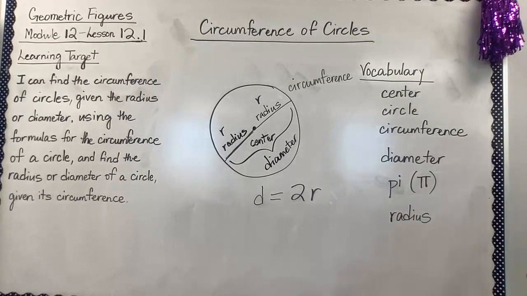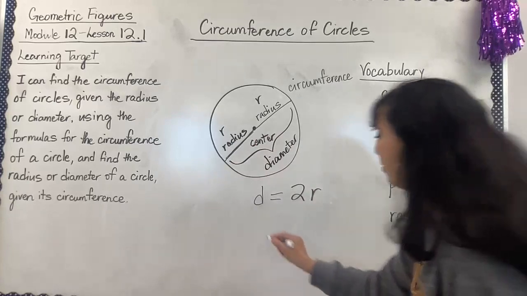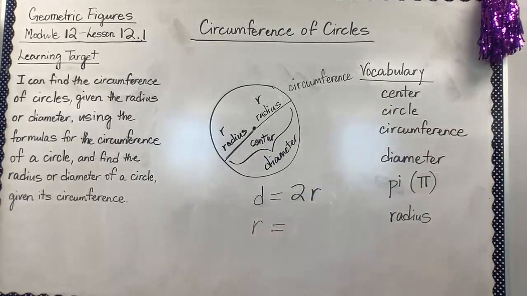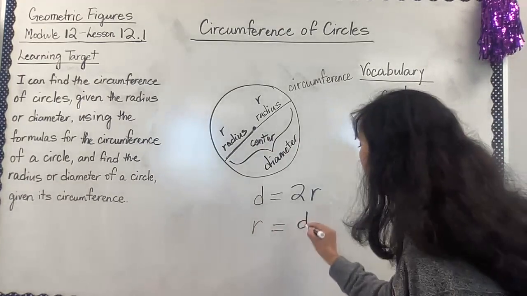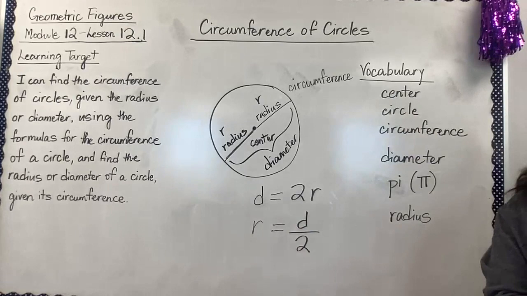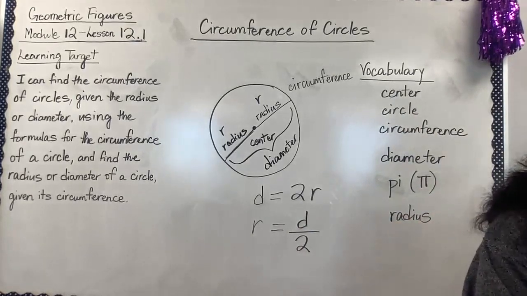How can we write an equation to find the radius of a circle? So what was the radius? Radius is half the diameter, or the diameter divided by 2 is going to give me the radius. So these are two equations that we need to always remember.